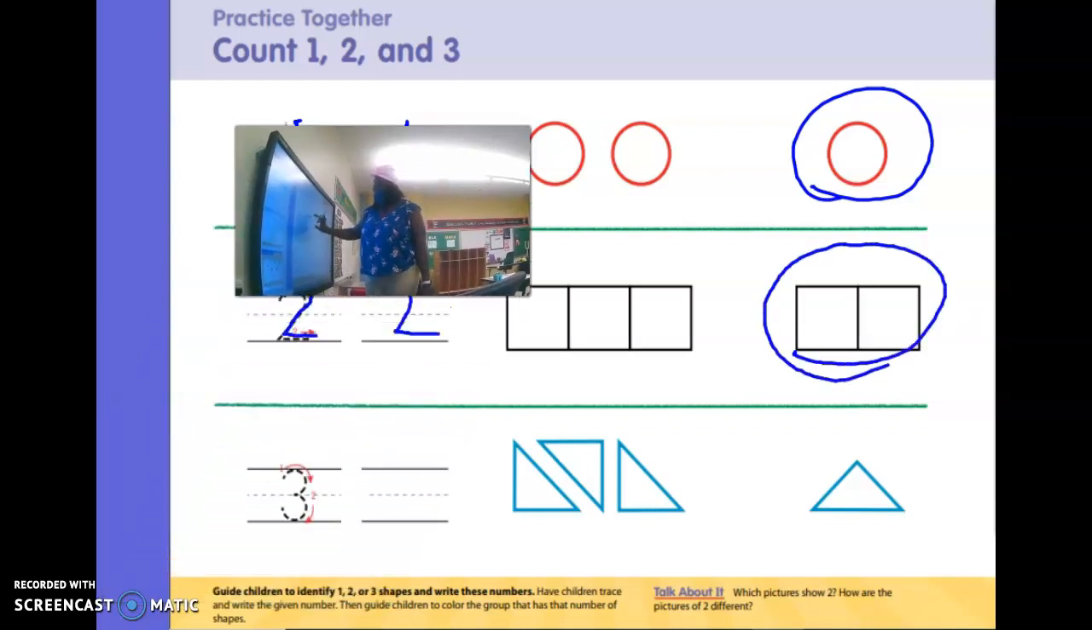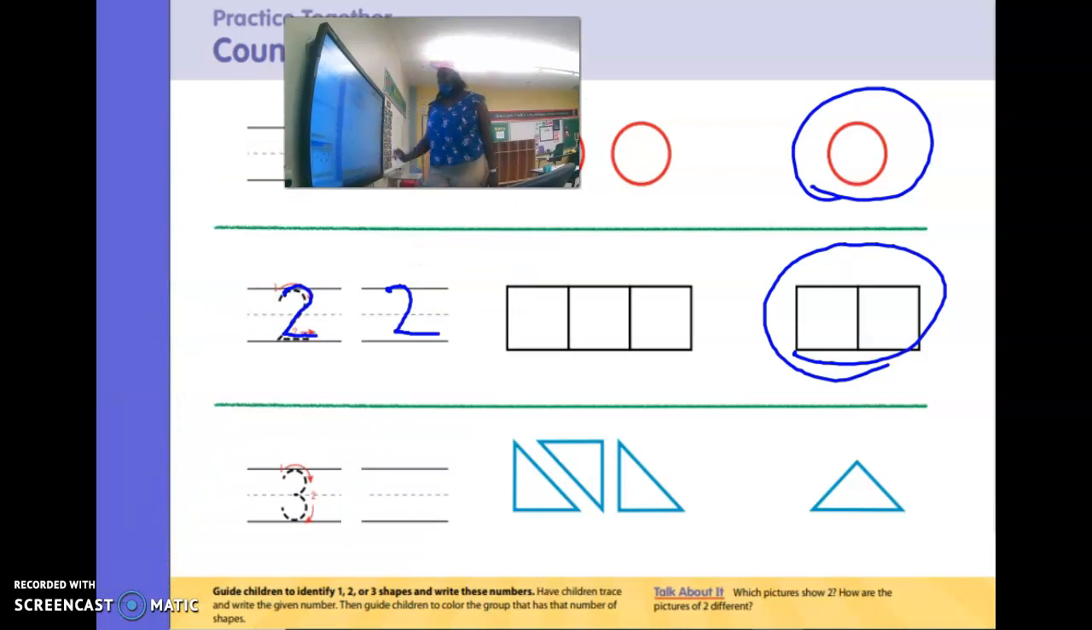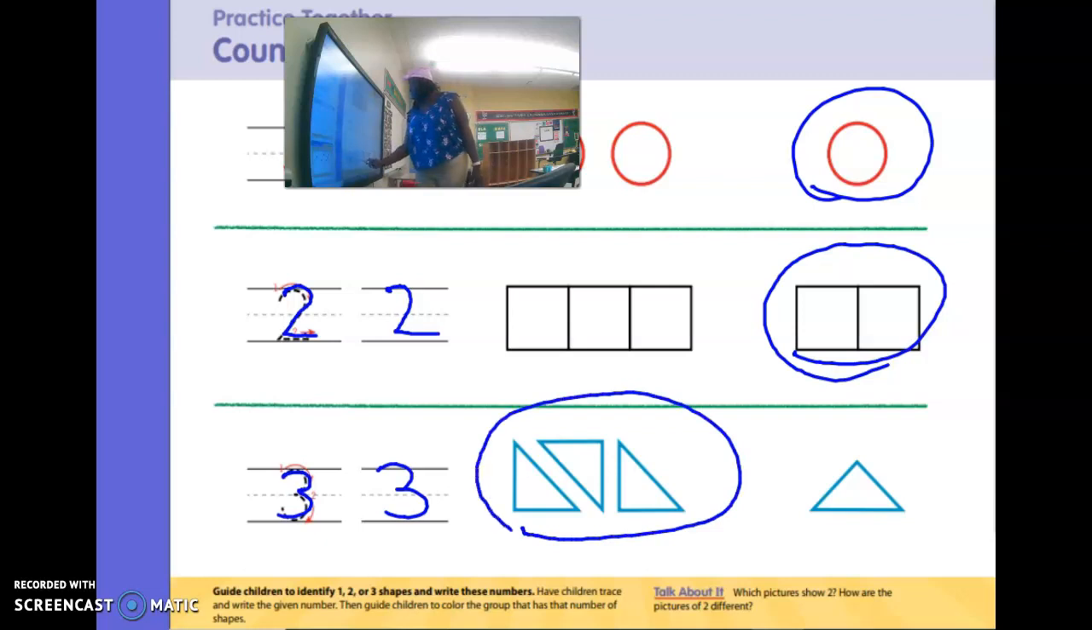Move the camera. Let's go to 3. See how I did that? You traced it. Now you're going to write it. So let's look. 1, 2, 3. That's what we need. Let's circle it, guys. Let's go to the next.